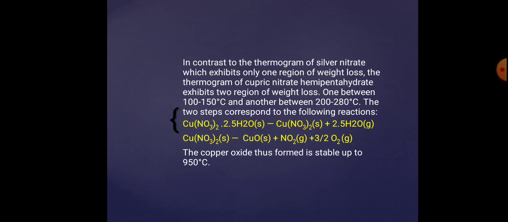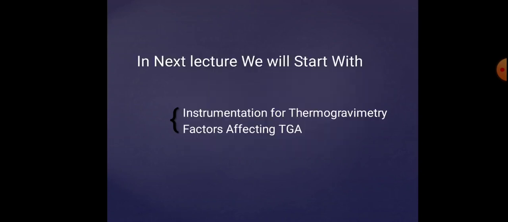Thermo means it is related to temperature, and gravimetry means it is related to weight. The effect of temperature on weight, or the change of weight with respect to temperature, is called thermogravimetry, and the thermogram is the graph plotted of weight versus temperature, which indicates the relation between weight and temperature. So this is all for this lecture. In the next lecture we will start with the instrumentation for thermogravimetry and the factors affecting TGA.